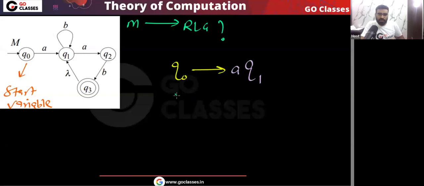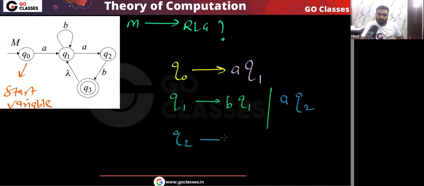What about the next, Q1? Q1 on B, I am going to Q1, or you can see on A, I am going to Q2. You can see very easily. So this Q1 is also over. What about Q2? Tell me. Q2 on B is going to Q3. So Q2 goes to bQ3.